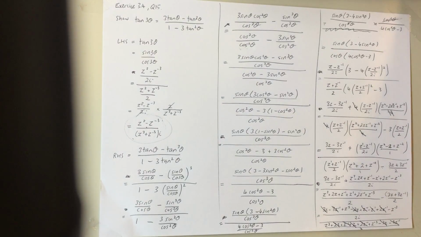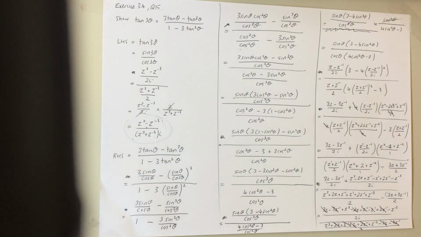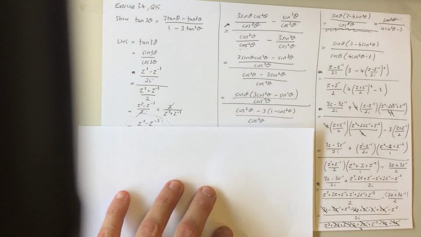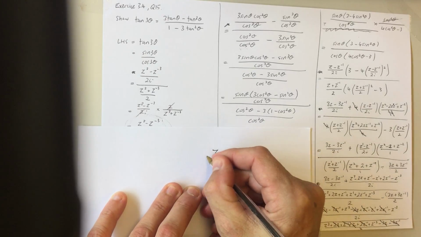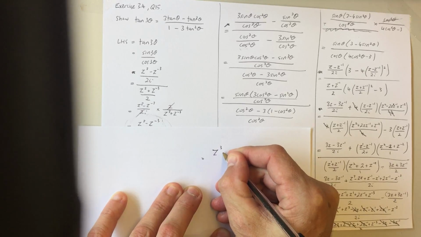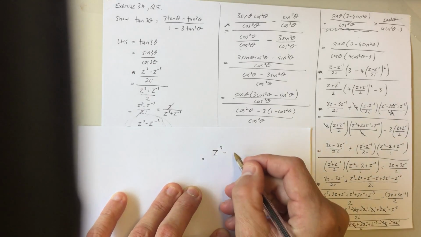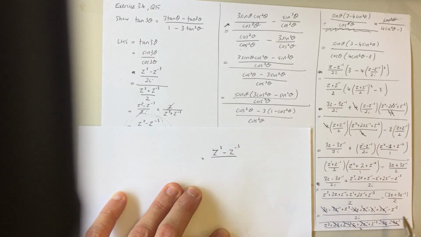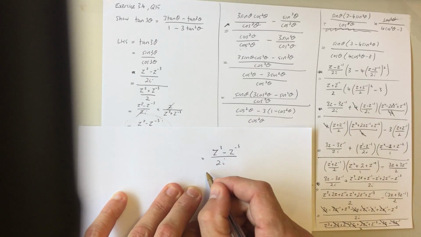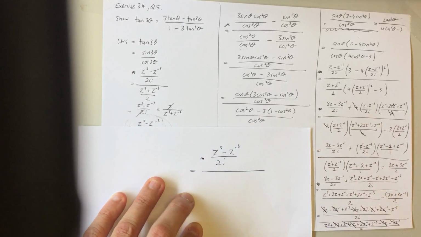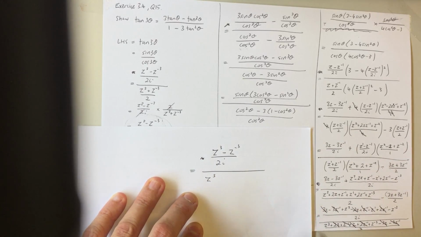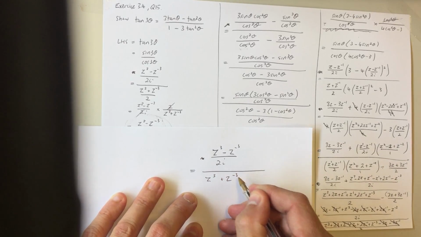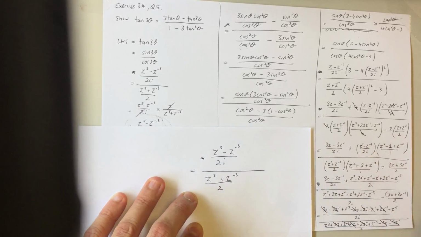So from there, without covering that up, you can see that we're going to end up with z to the power of 3, subtract z to the power of negative 3, all over 2i, all over z to the power of 3, plus z to the power of negative 3, all over 2.